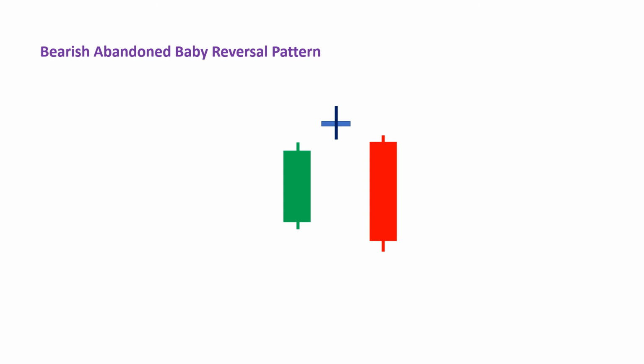It opens significantly lower than the close of the previous doji and closes below the low of the first bullish candle. The bearish abandoned baby is considered more reliable when it appears after a prolonged uptrend, signifying a shift in market sentiment from bullish to bearish.